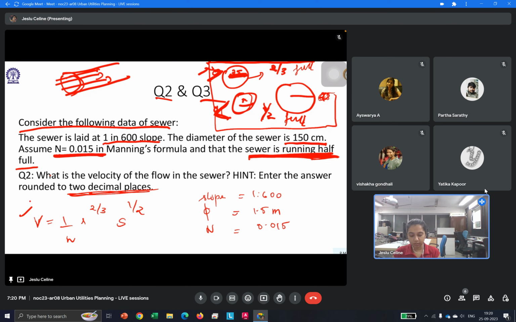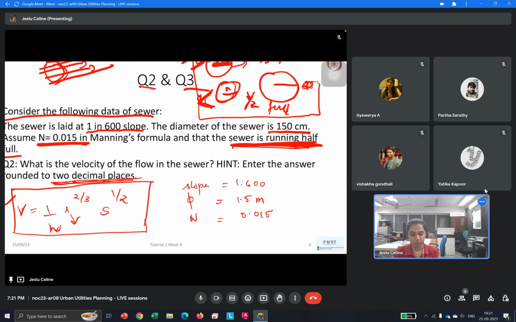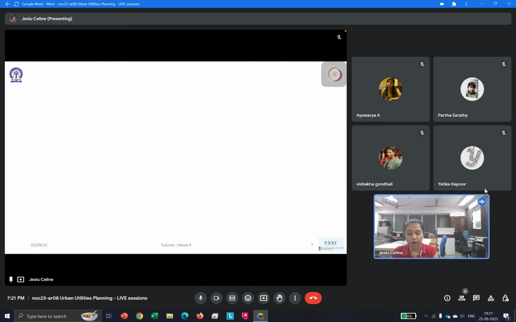I said this because we are using Manning's equation over here, mainly because it is mentioned that it is running half full. So this is Manning's coefficient. R is the hydraulic mean or hydraulic radius. R is equal to area by wetted perimeter, so we need to find that, and S is the slope, which is already given. It is given 1 is to 600.